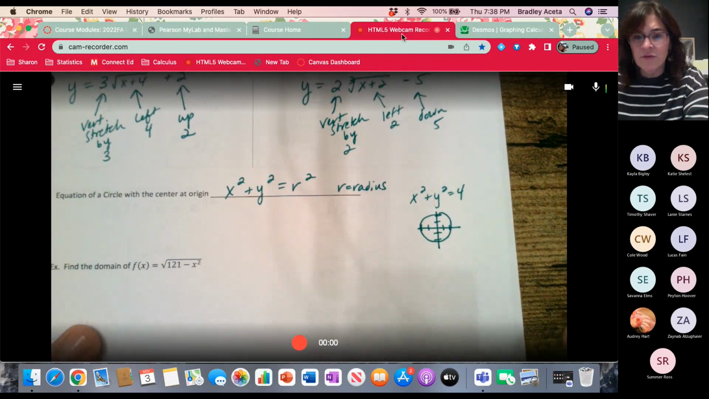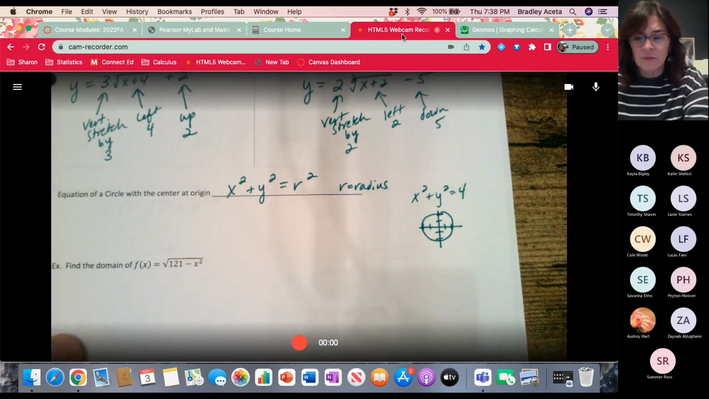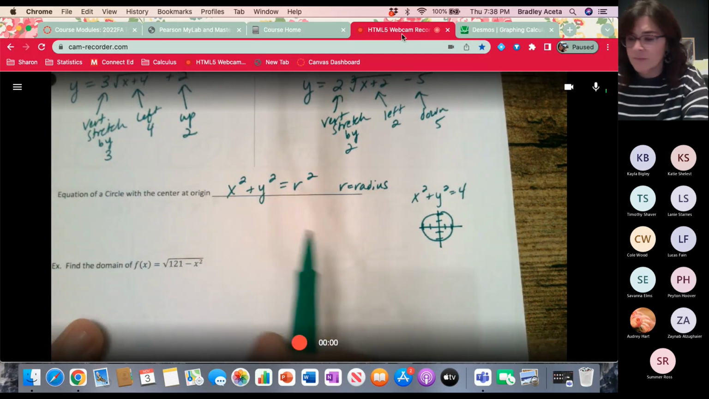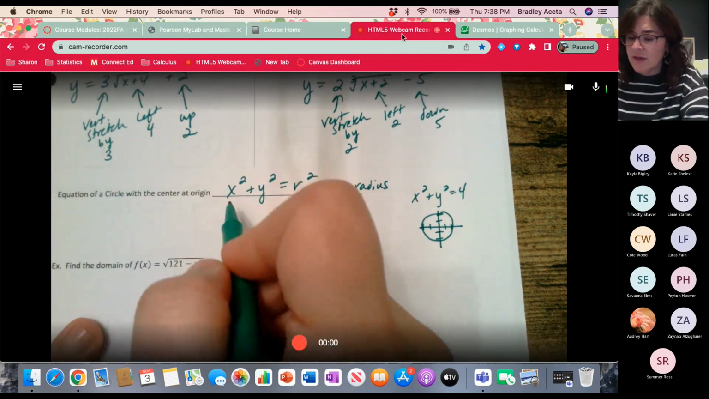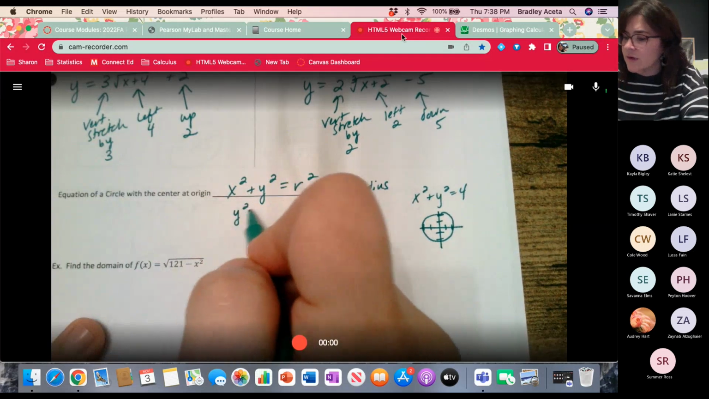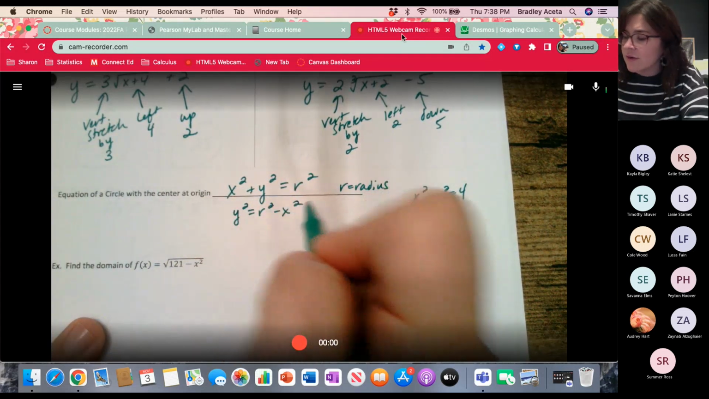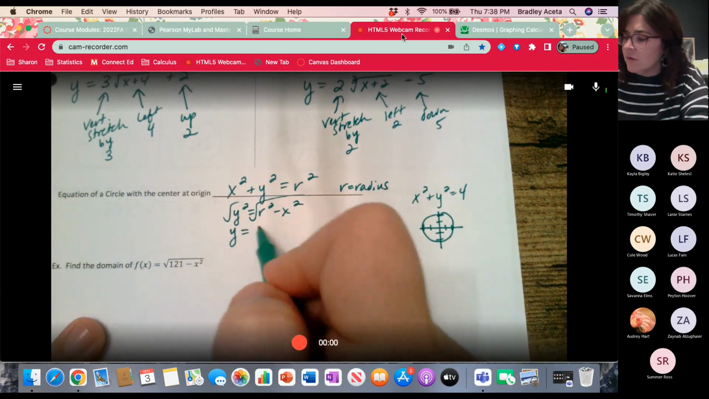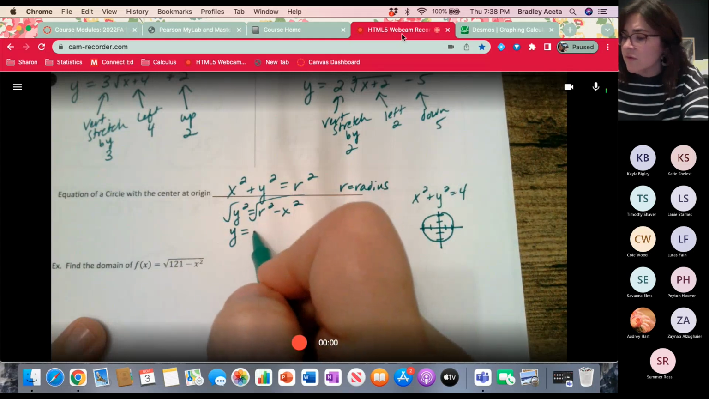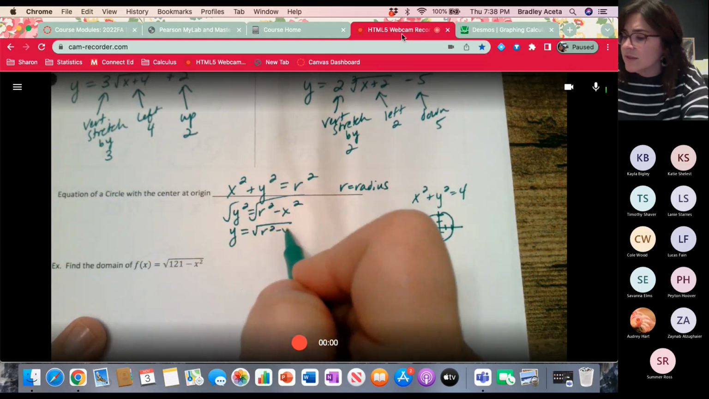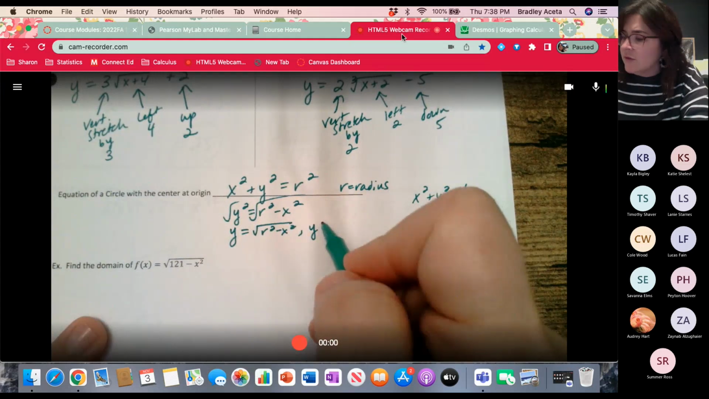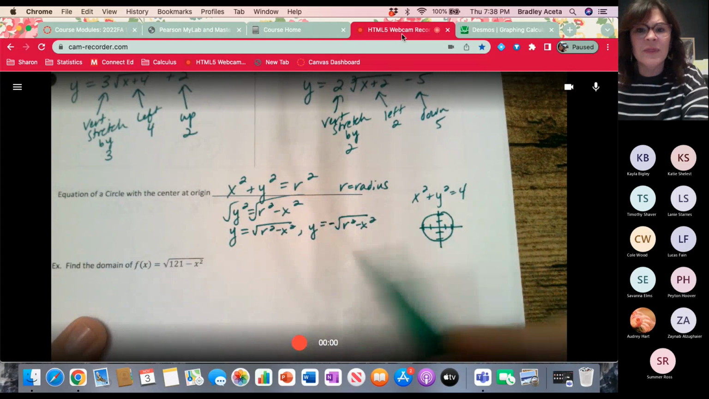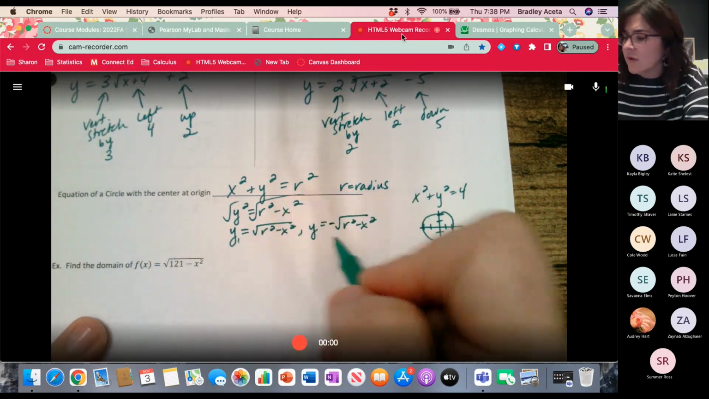Now, if you want to put this in a calculator, you actually have to solve for y. So you would have y squared equals r squared minus x squared, and then take a square root. And you have y equals plus or minus. So you have two things. You have y equals the square root of r squared minus x squared. And then you have y equals negative the square root of r squared minus x squared. And that's how you'd have to put this into y1 and this into y2.